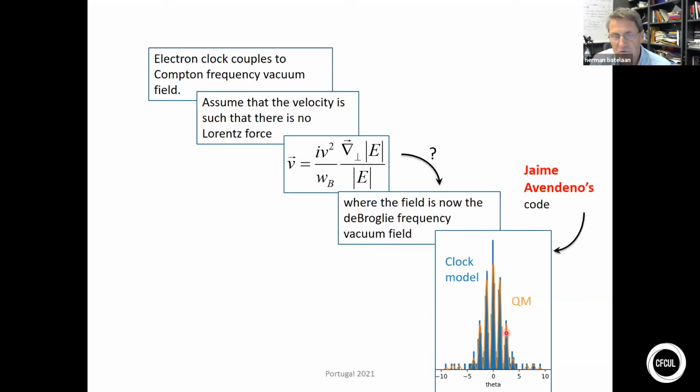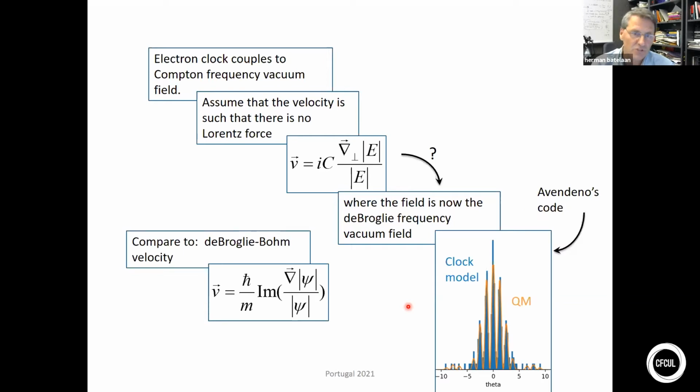Quantum mechanics gives the orange results and the clock model gives the blue results, which gives us very nice agreement. That's kind of a big surprise, to me at least, when I got my hands on this. And of course, you can compare that to the de Broglie-Bohm velocity, where this equation is very similar in structure. This gradient brings out an imaginary number, so this is a real equation, or you could just take the imaginary part, drop the i, and it looks even more like this.